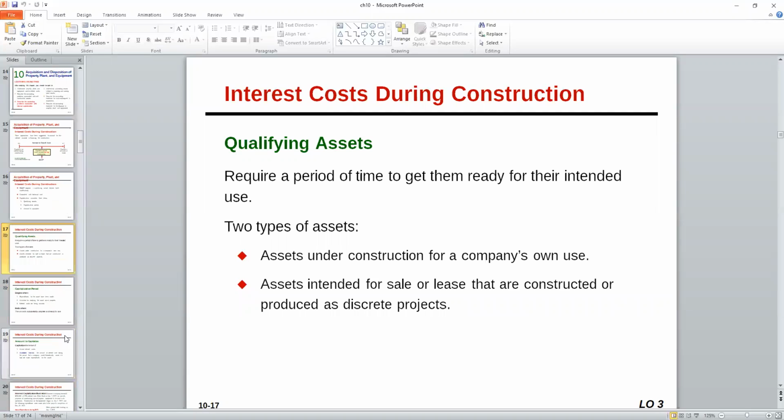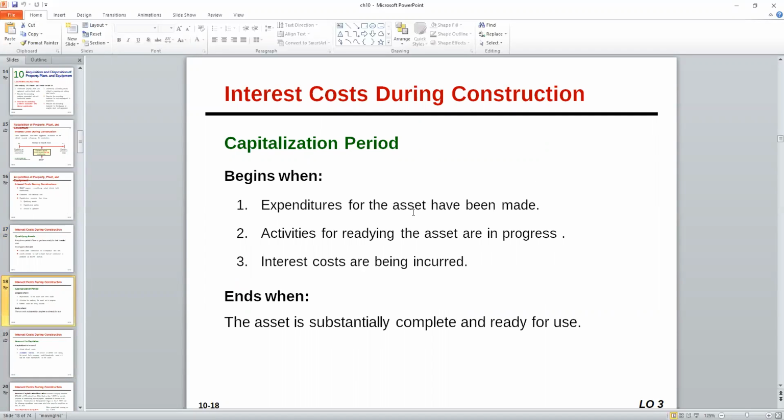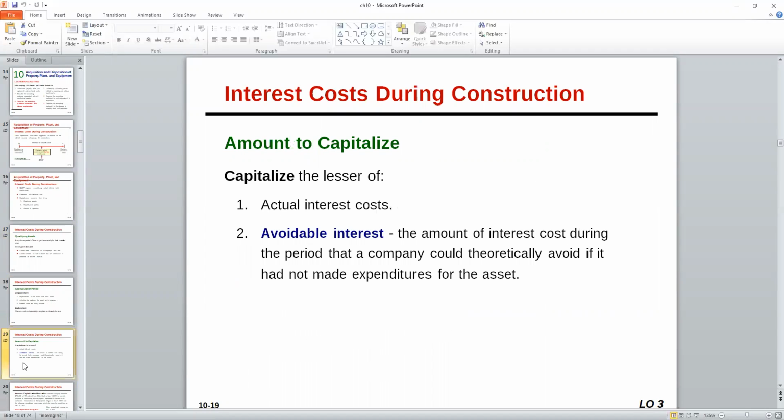We're basically talking about the interest cost here. Capitalizing interest begins when expenditures for the assets have been made, activities for readying the assets are in progress, and interest costs are being incurred, and ends when the asset is substantially complete and ready for use. Capitalize the lesser of the actual interest cost or the avoidable interest cost, and that is the amount of interest cost during the period that the company could theoretically avoid if it had not made expenditures for the asset.